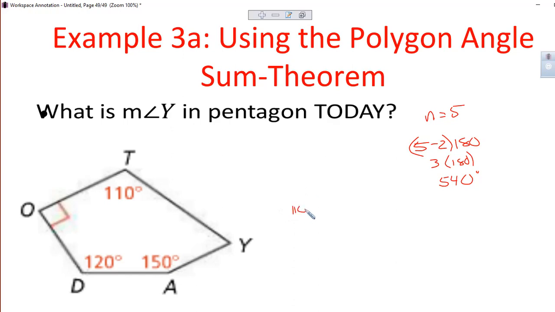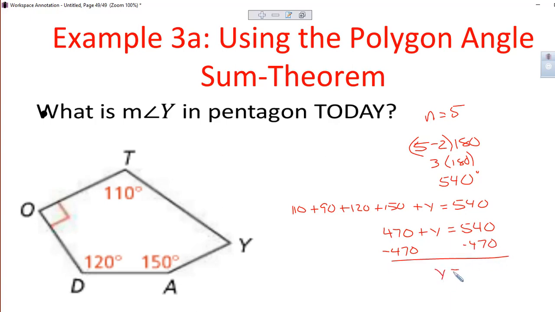So let's set them up. We have 110 plus 90 plus 120 plus 150 plus angle Y is equal to 540. Add them all up. 110 and 90 gives us 200. And then 200 plus 120 gives us 320. 320 plus 150 will give us 470. So 470 plus Y is equal to 540. So now we subtract 470 from both sides. And that gives us that Y is equal to 70. So 70 degrees is our answer for Y.